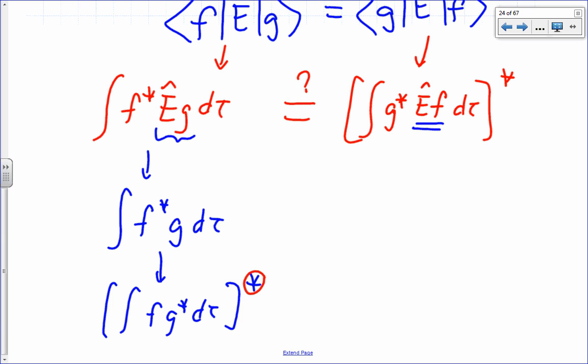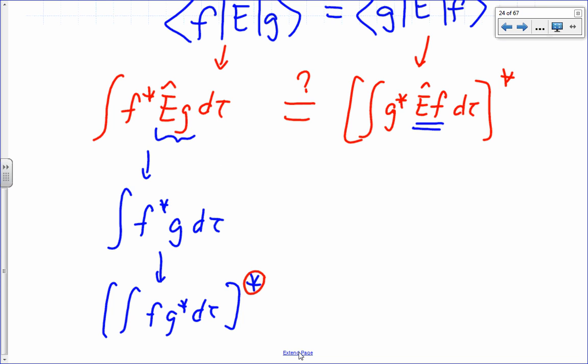Because all a star does is, anytime you see an I, you replace it by negative I. And I is just a constant. So wherever your I shows up, you just replace by negative I when you put a star. D tau you don't have to star because x, y, and z are real coordinates. Okay, so you don't need to star your d tau. But f and g you'll have to explicitly star them because you don't know what they depend on. You know they depend on the coordinates, but you don't know the actual expression for the function. There might be an I somewhere in the function.